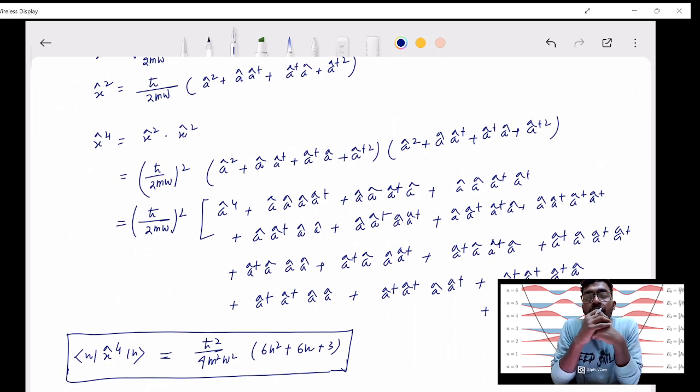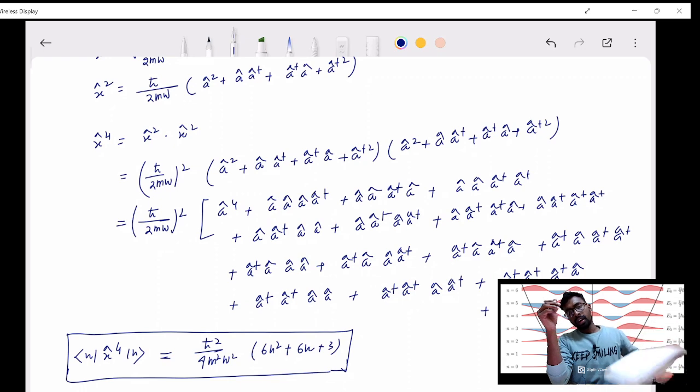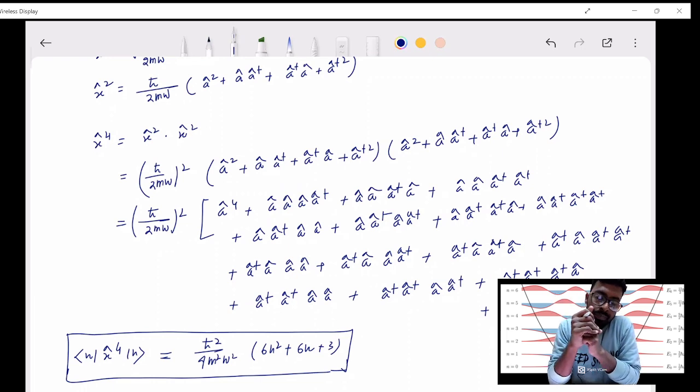Finally, we calculate the expectation value for the harmonic oscillator. Now I give you a question. This is a tricky question. How can I calculate the expectation value of the potential energy of the harmonic oscillator? Also, how can I calculate the expectation value of the kinetic energy of the harmonic oscillator? Very important.